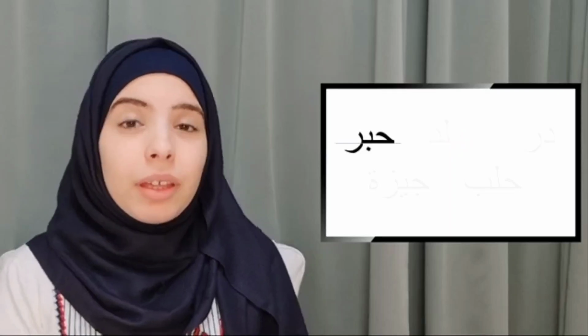Here we have this ba. It is the initial shape of ba. And here we have the medial ba. Lastly, the final shape of ba. What about this word? Do you think there is no ba here? You're right, there is no tooth with a single dot below it.